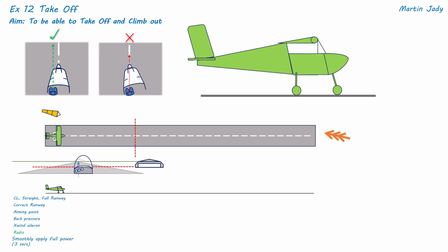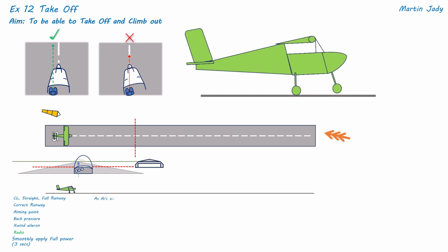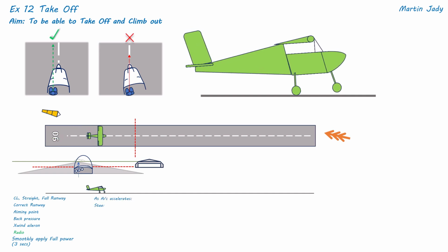Smoothly apply full power over 3 seconds. As the power comes on, a C-42 wants to yaw left, so steering with our feet, applying right rudder pedal and using our aiming point, we keep ourselves straight. The aircraft will also pitch up, lifting the nose wheel off the ground. As this happens, we release some of the back pressure on the stick so that the nose doesn't rise too much. We want the nose wheel to be just clear of the ground.